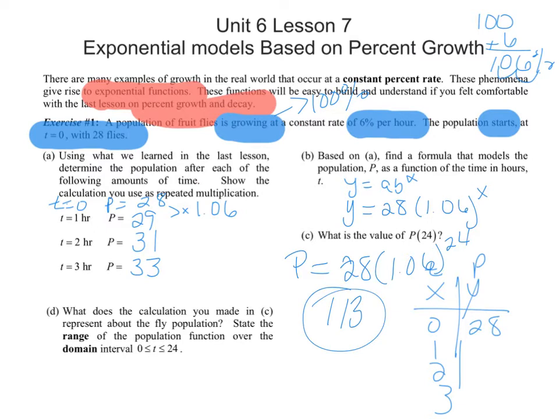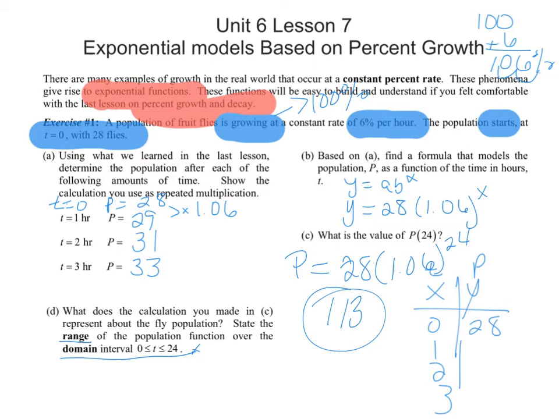So D, there's some good vocabulary words in D, and I want you to underline it. It says, what does the calculation you made in C represent about the fly population? State the range of the population function over the domain of 0 to 24. Well, if that is my x values, don't forget, they're asking for my y values.